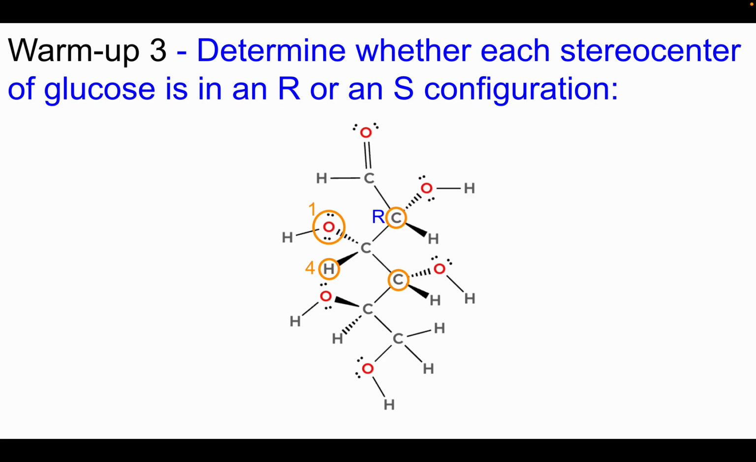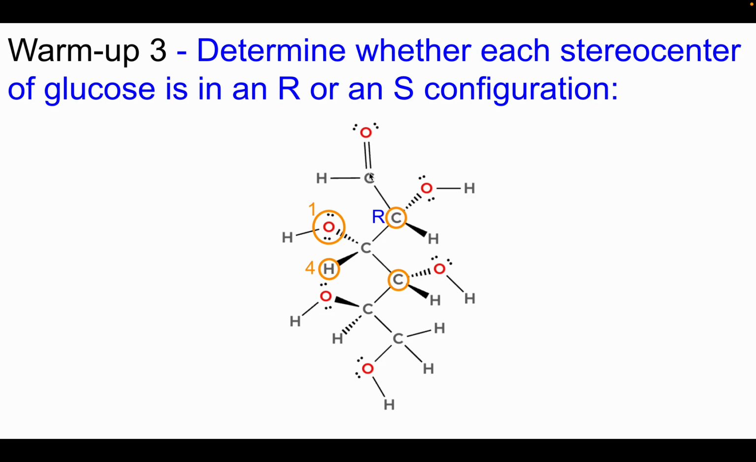And the carbons, since they have the same atomic number, we have to look at what they're attached to. Well, those carbons are both attached to 1 hydroxyl group, 1 hydrogen, and 1 other carbon. So then what we actually need to do is continue down the chain and see which of those carbons that they're attached to has higher priority.